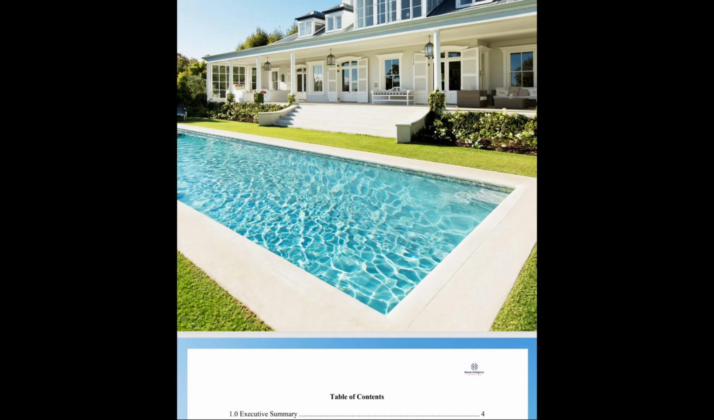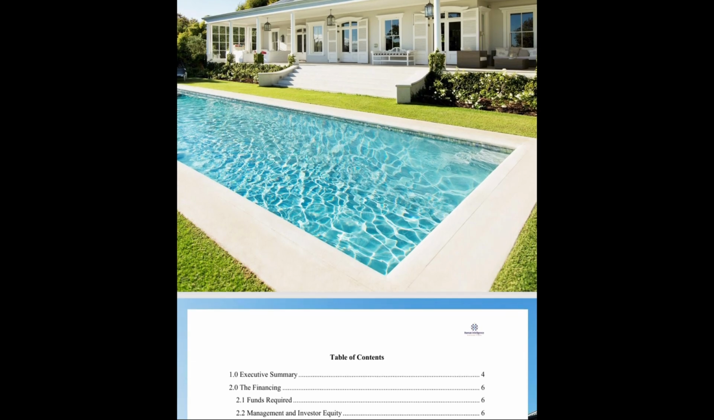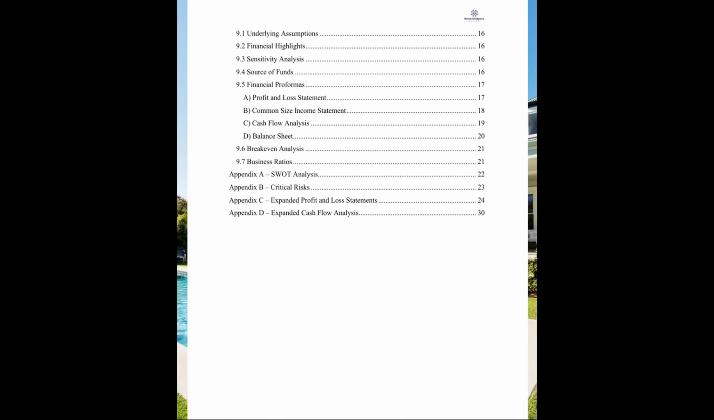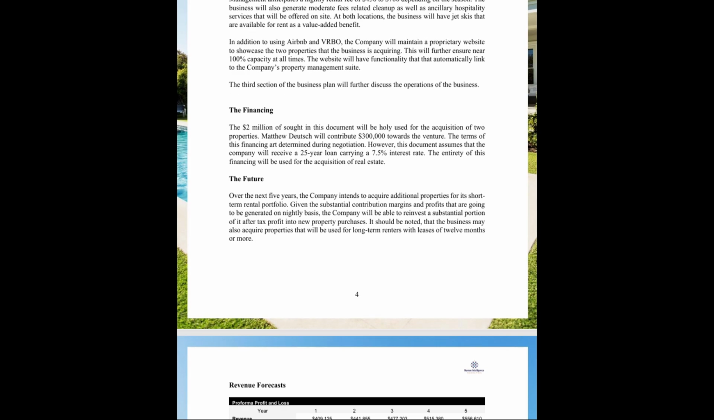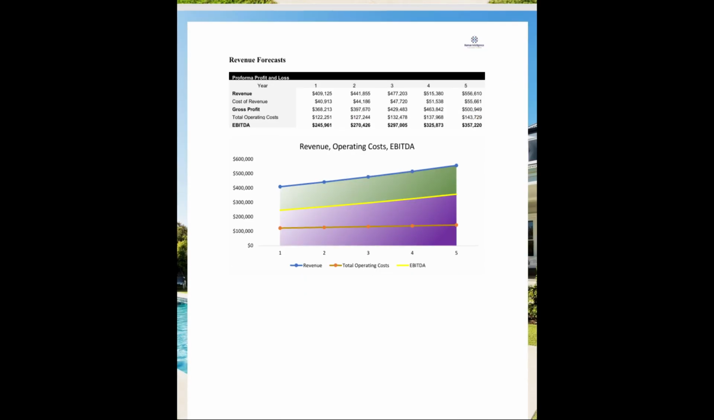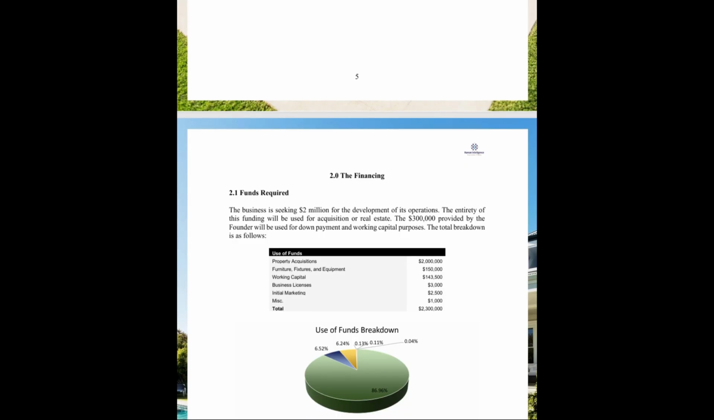Just very quickly, I'm going to overview the sample just so you get a sense of the look and feel of our work. We always start with the executive summary outlining the operations of the business. For the purposes of this sample, we're showcasing the acquisition of 2 properties, overview of the revenue and profits.